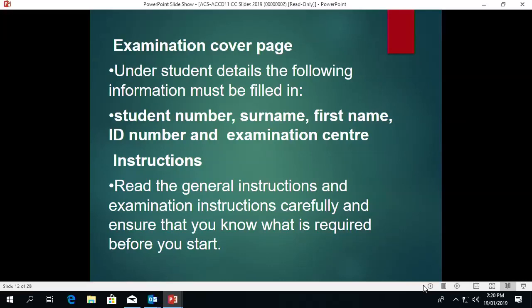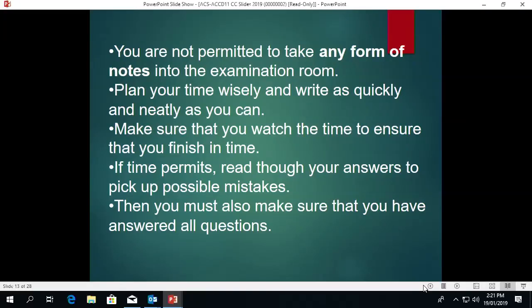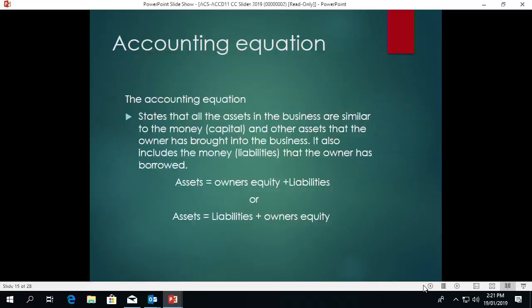And then the examination cover page, students, it's very important that you fill in all your information, and that you read the instructions. What are you expected to do during that exam paper? You find that on your cover page. And the rest of the instructions there, you can read on your own.